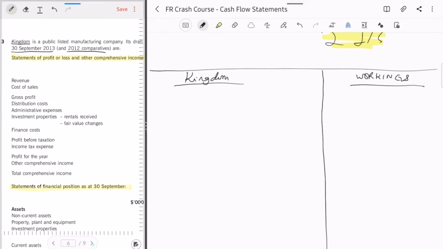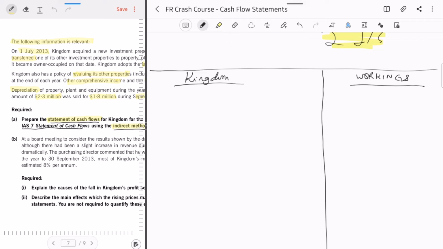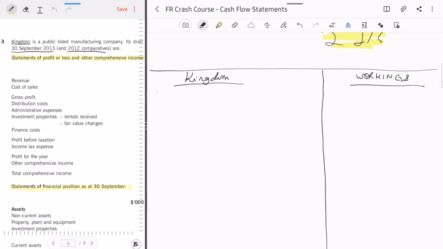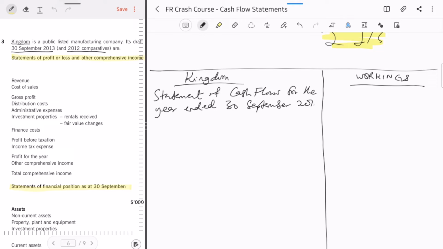And the question said I should prepare, what did they say? I want the exact wording, statement of cash flow. Okay. So I'm preparing the statement of cash flows for the year ended 30th September 2013. So if you remember, I told you that we have 3 sections. The acronym I gave us was OIF: operating activities, investing activities, and financing activities.